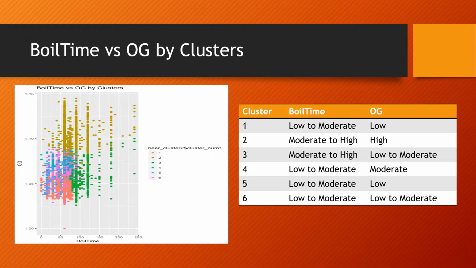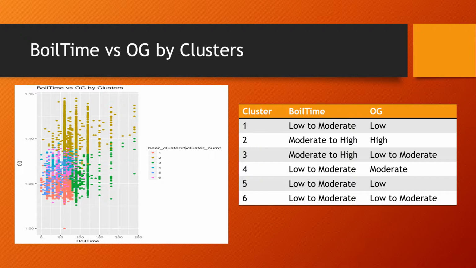Boil time versus original gravity by clusters. This is one of my favorites because it illustrates the power of k-means. Here we have cluster number 2, high original gravity. Once again, original gravity is the amount of solids. The higher the original gravity, the higher the solids.